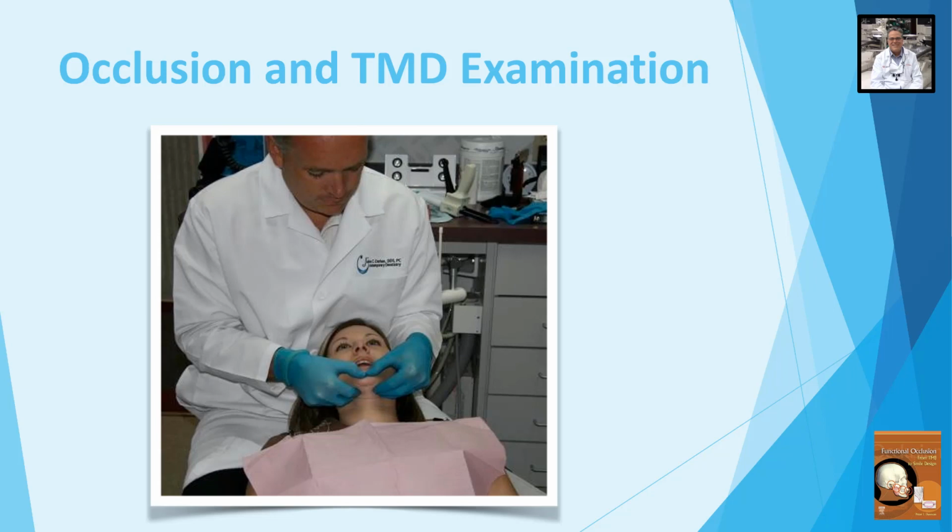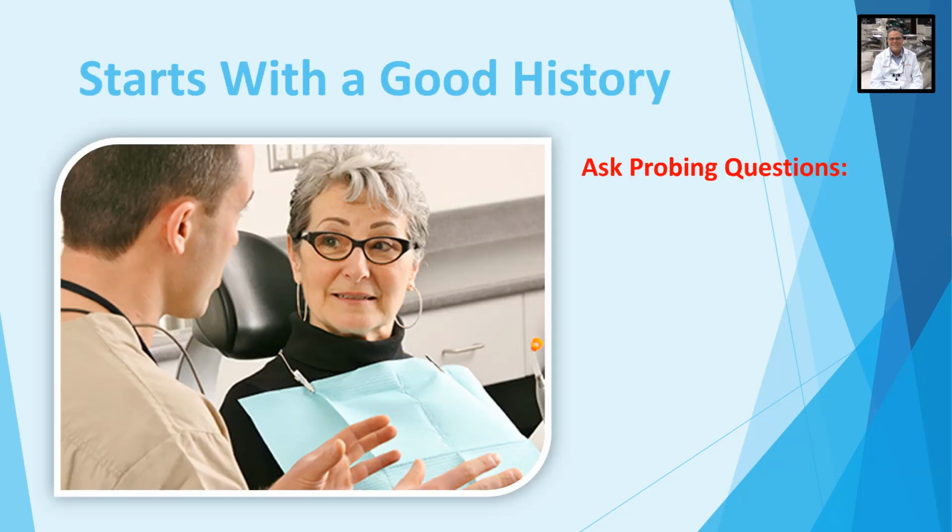So at this point, we have a patient coming in, and we're going to do an examination to make our diagnosis. And it should be that we should be able to clinically determine some of these things we've already talked about. So we want to start or add to our comprehensive exam, occlusion, and TMD evaluation. We'll start with a good history.